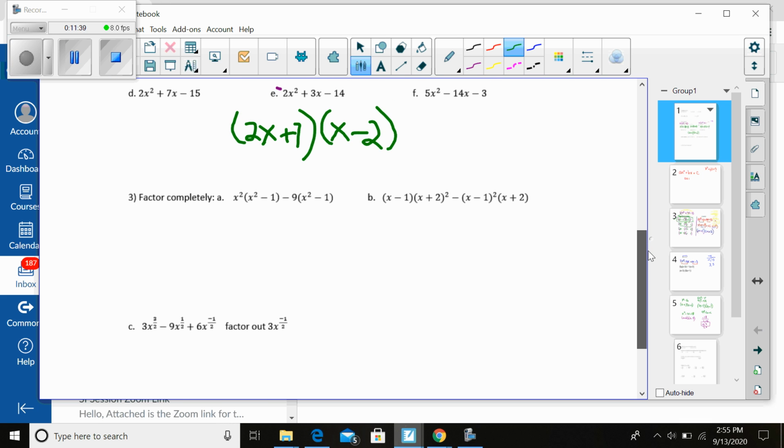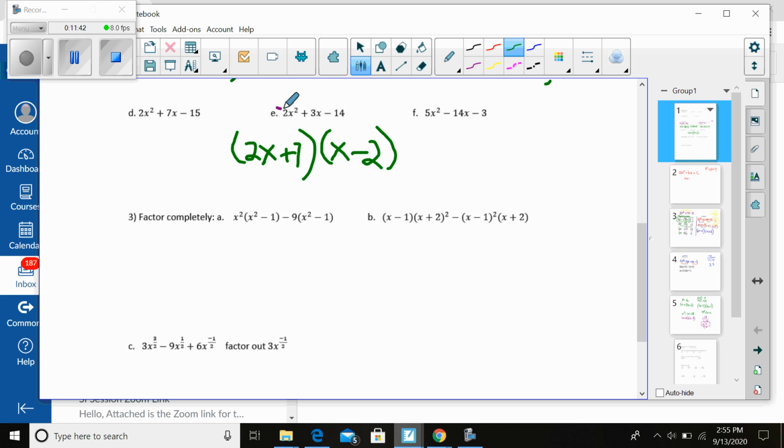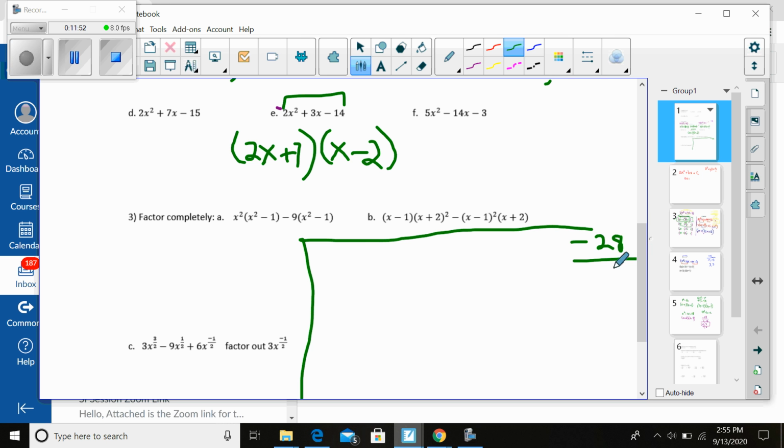First of all, let me cover the AC method. I'll put my work down here. In the AC method, I would get negative 28. So look for factors of negative 28: 1 and 28, 2 and 14, 3 doesn't go in, 4 goes in 7 times, 5 doesn't, 6 doesn't, 7 does. I've got it, I'm repeating, so I'm done. And I can see that I get my 3 here. So I would need this and this.